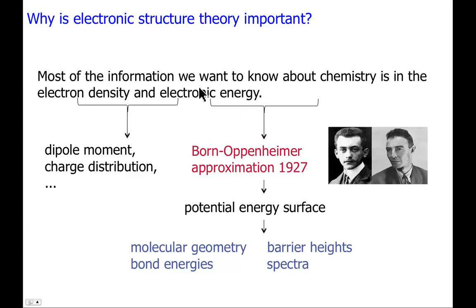And the electronic energy, once we invoke the Born-Oppenheimer approximation, you'll recall that that allows us to define a potential energy surface, and it's with that surface that we can now talk about things like the energies of geometries and bond energies, barrier heights, equilibria between different minima, and so forth.